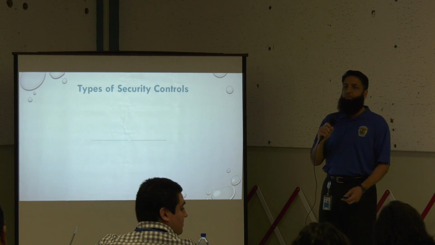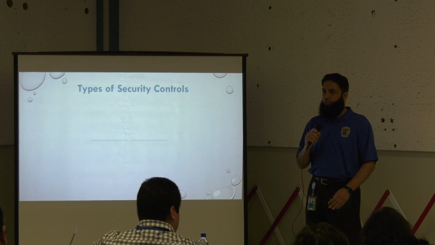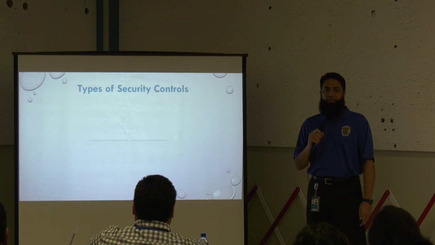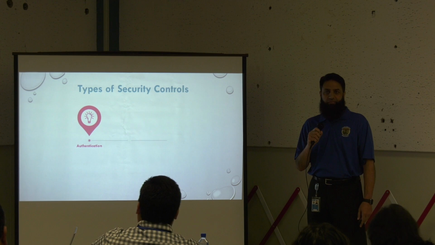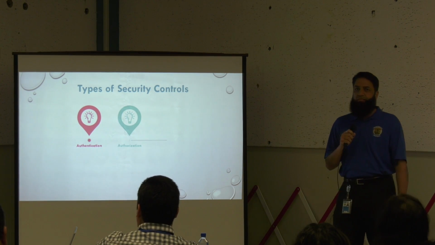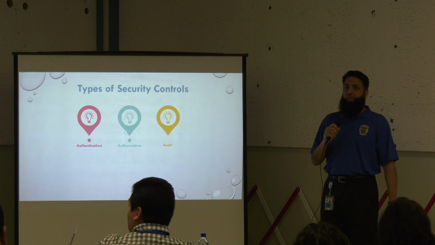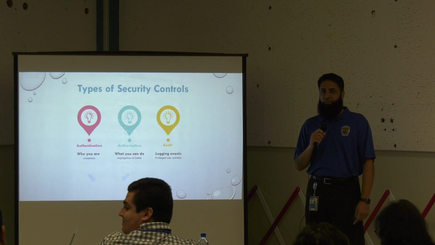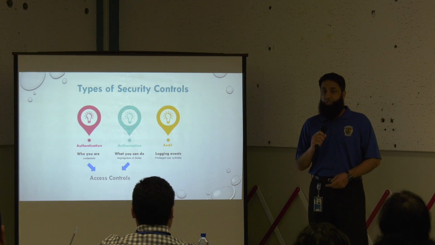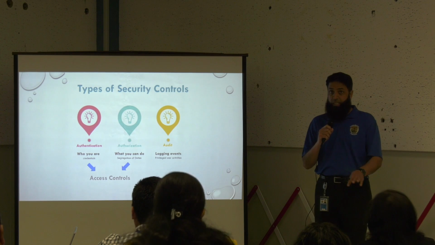So let's talk about our security controls. This is the same industry standard. We have 3 A's: authenticate, authorize, and audit. The first two give us the security access controls. And this is our first line of defense.